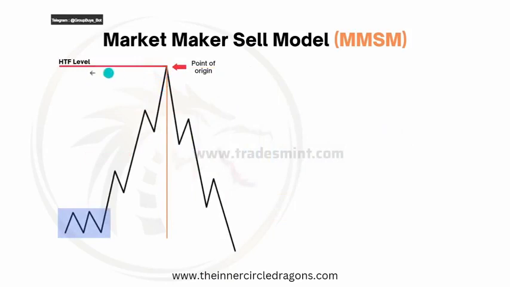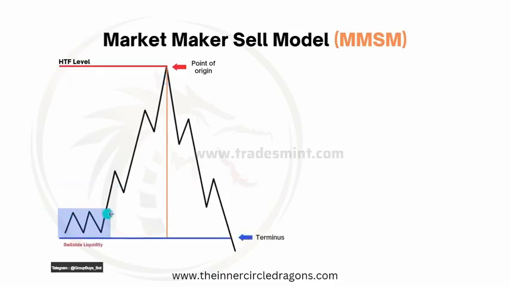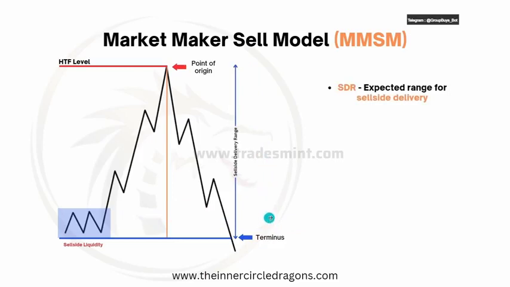So now that price has reached its higher time frame level, and we have taken out buy side liquidity in the form of an old high to the left, we can now start looking for targets on the left side of the curve. We know that our initial consolidation is going to be our likely draw since the higher time frame is bearish. The sell side liquidity will rest below the initial consolidation lows. This would be our initial terminus as a target. From the point of origin to the terminus will be our SDR, or our expected range for sell side delivery.